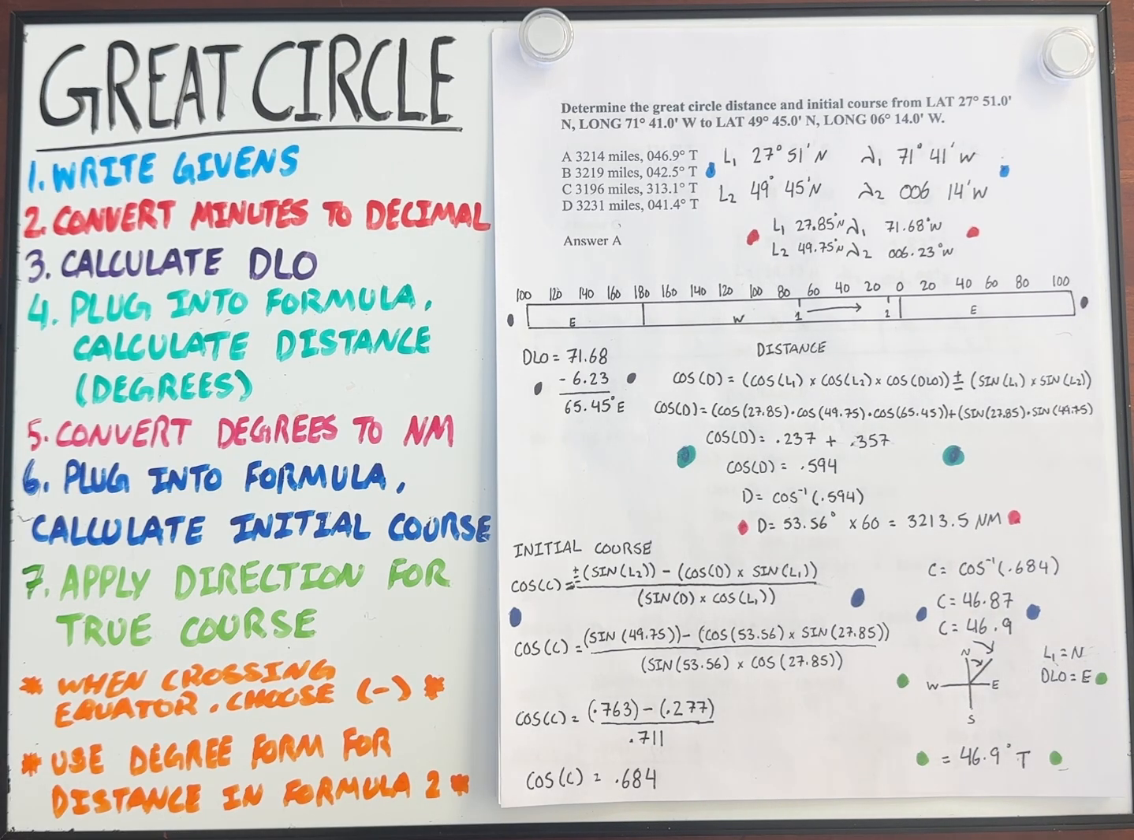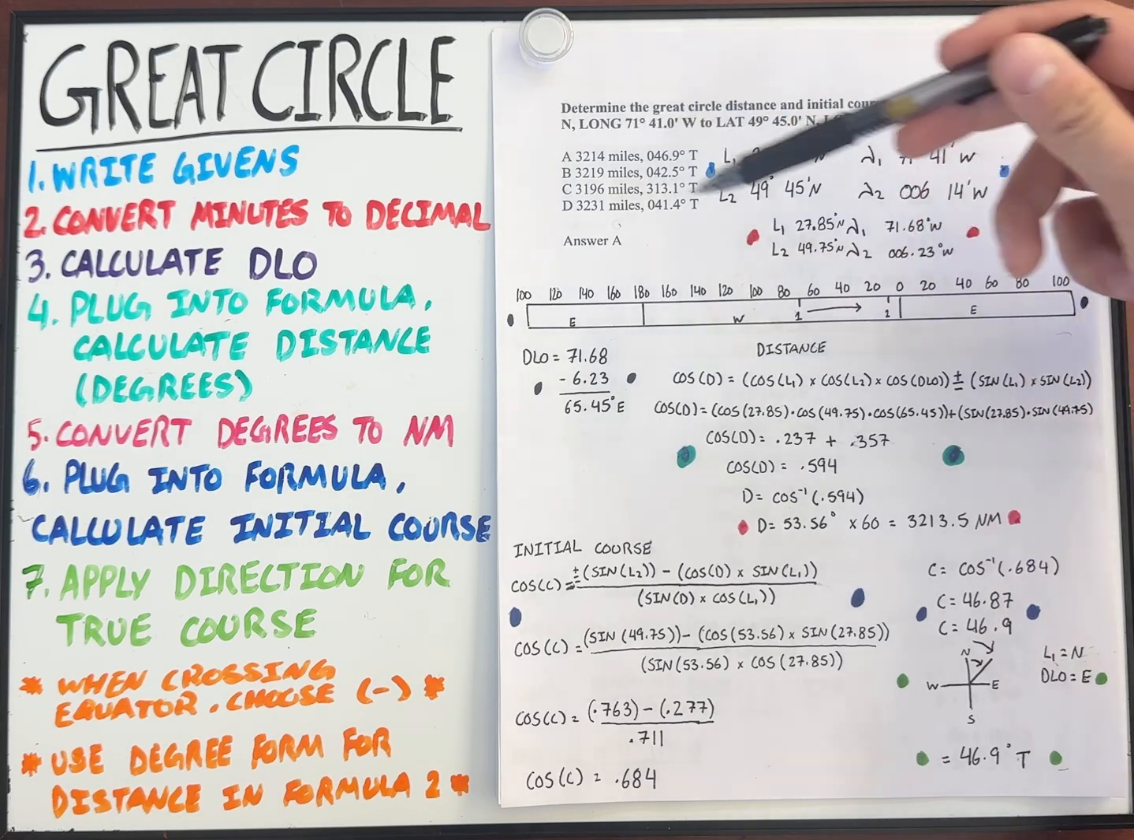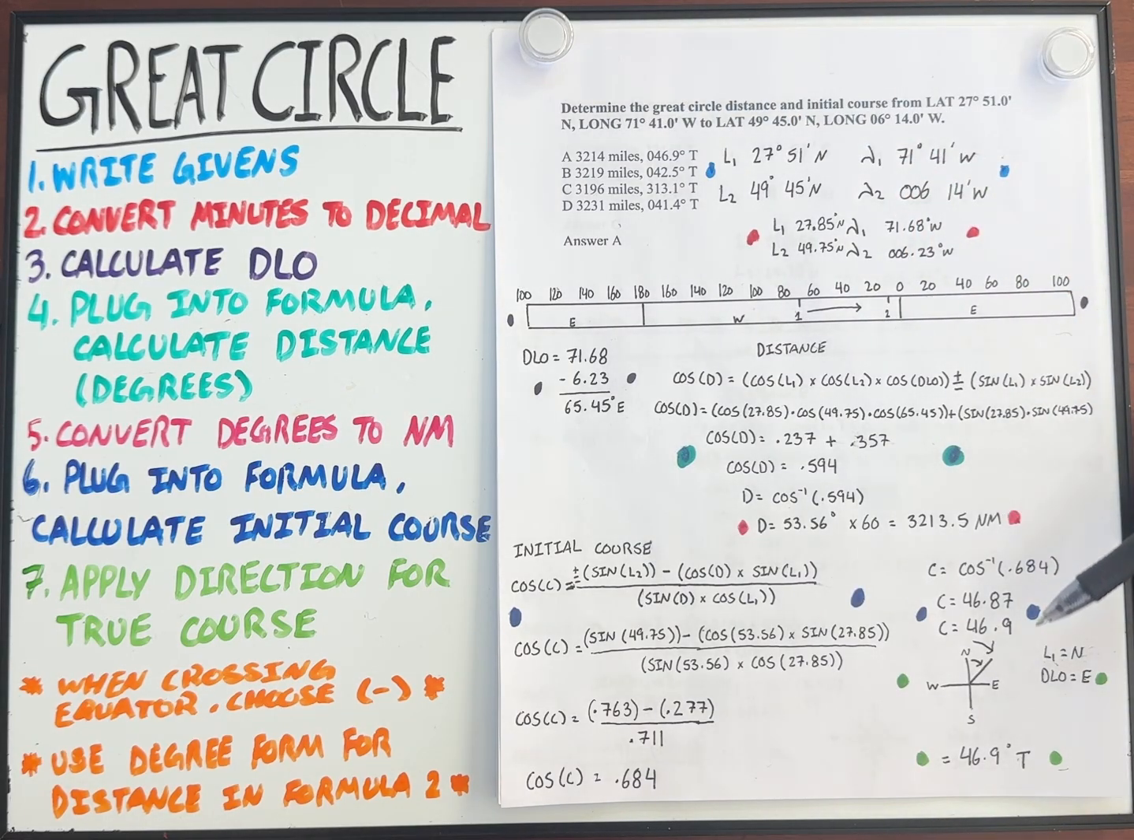So now let's look at our answer choices. 3,214 nautical miles. This rounds to that answer. 46.9 for our true course. Your answer choice is going to be A.